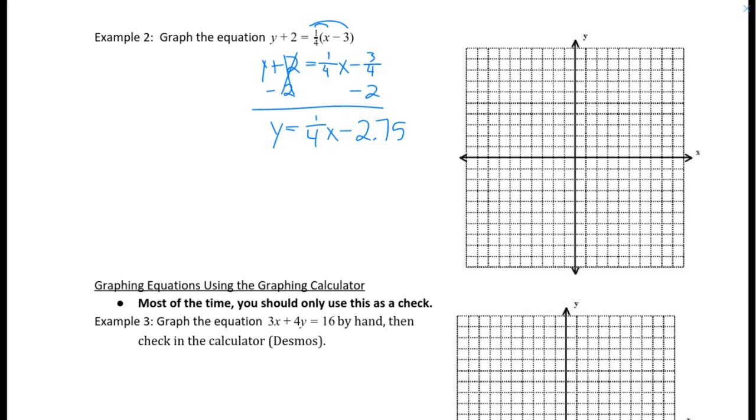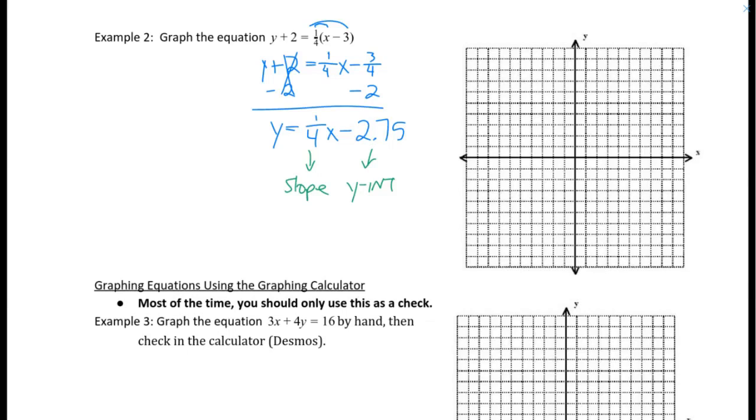So you can see we have our graph. It's in slope-intercept form. We have the y equals mx plus b. Since this is a minus, we just know that that's going to be a negative. So let's go ahead and identify our different parts here. We have our slope right here, which is 1/4. And then we have our y-intercept, which is the constant over here of negative 2.75.